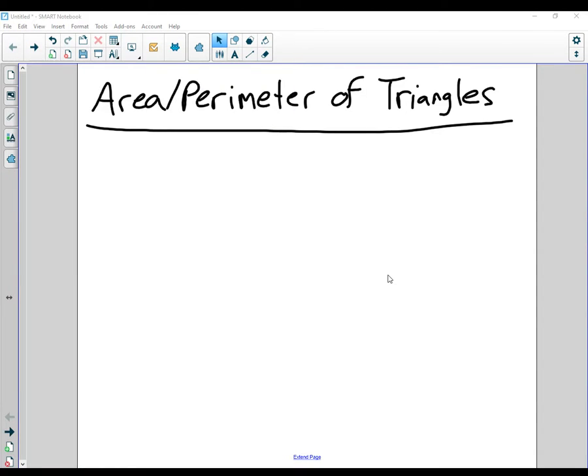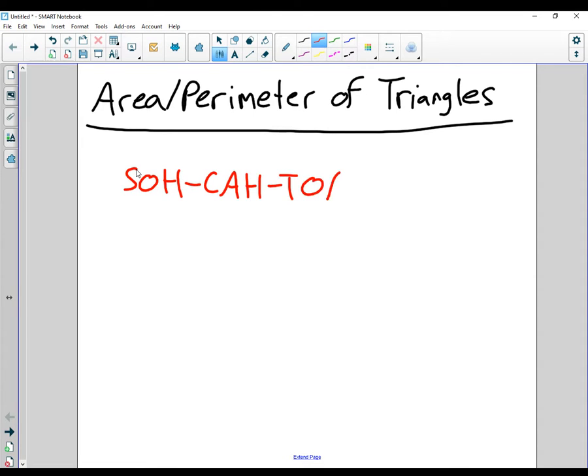This unit, we took time to review, remember, and we reviewed two things. We had our trig stuff, which was the sine, cosine, and tangent with SOHCAHTOA. And that helped us find sides of triangles. Remember, we needed to know opposite, adjacent, hypotenuse, that kind of stuff. And then we also did the Pythagorean theorem.